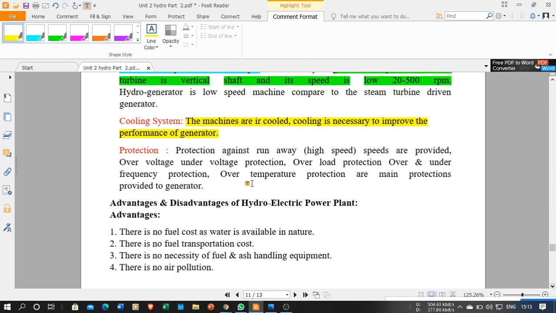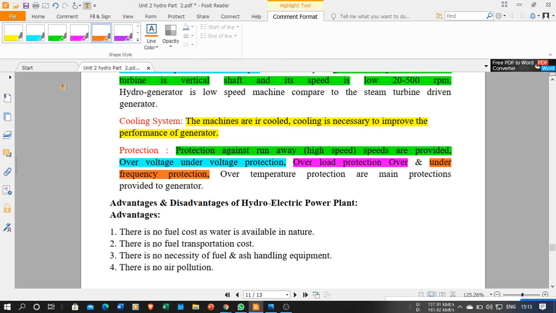Then protection against runaway, high speed, over voltage and under voltage is provided, so we need to use multiple protections. Your speed should not cross the maximum speed, otherwise the generator may get damaged. Then over voltage protection must be there. Similarly, overload protection as well as under frequency protection should be there. So these are the protections I am going to use for my generator.